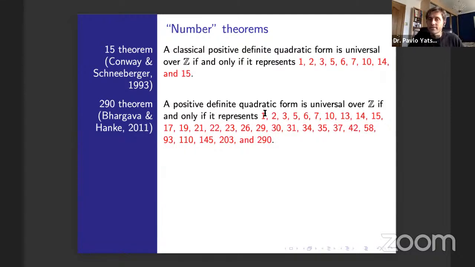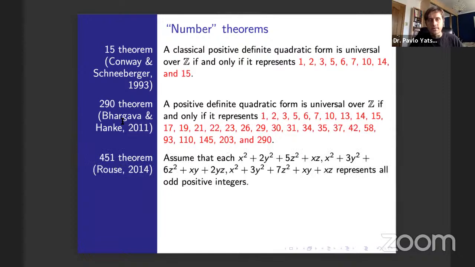for positive definite quadratic forms, we can consider any infinite set S. And for any infinite set S of natural numbers, there exists a finite subset such that we can check only this finite subset and get a result similar to the 290 theorem proof. Right, and here's an example of this result.